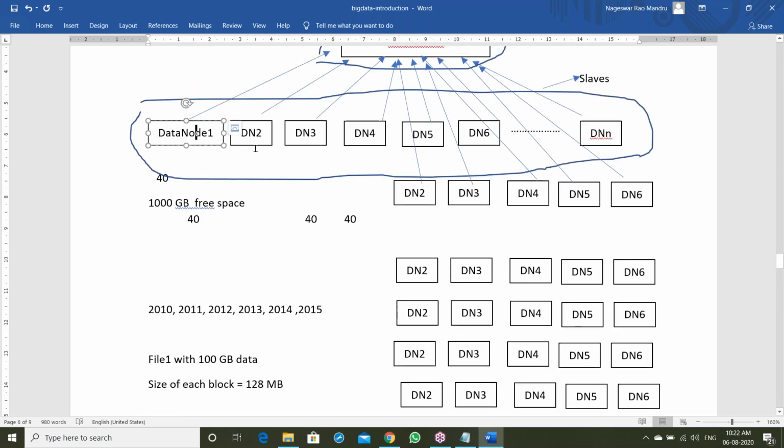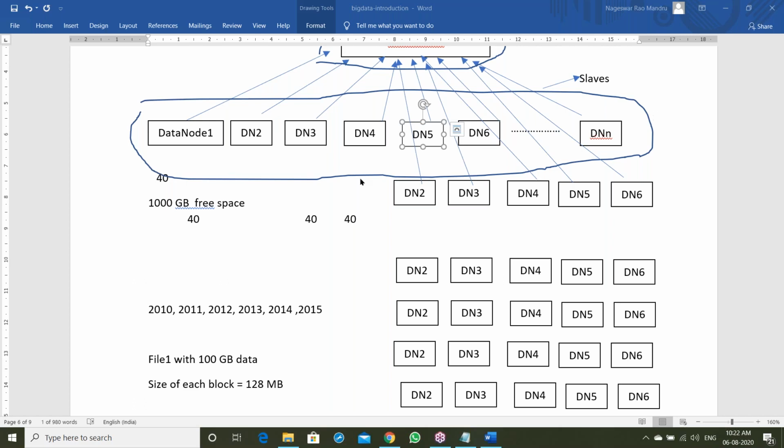Yes, here 40 blocks, here 40 blocks, here 40 blocks. It will try to distribute on all the 20 nodes, right? So it needs 40 blocks of free space for storing. Suppose here 40 blocks are not available, suppose only 30 blocks are available. No, it won't use that. Not here. It goes to the next one which has 40 blocks. Next 40, next 40, like this.